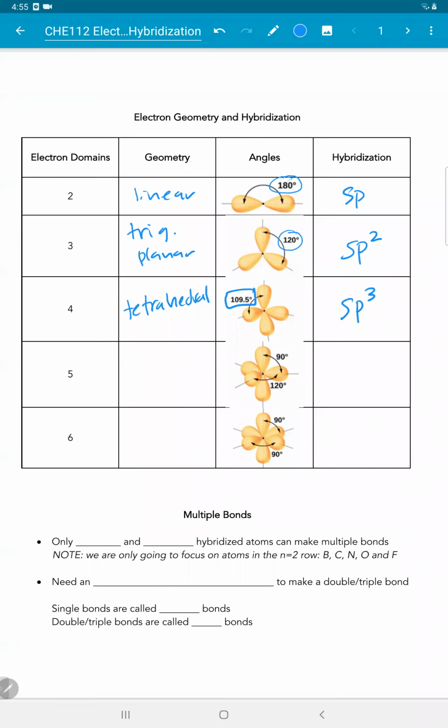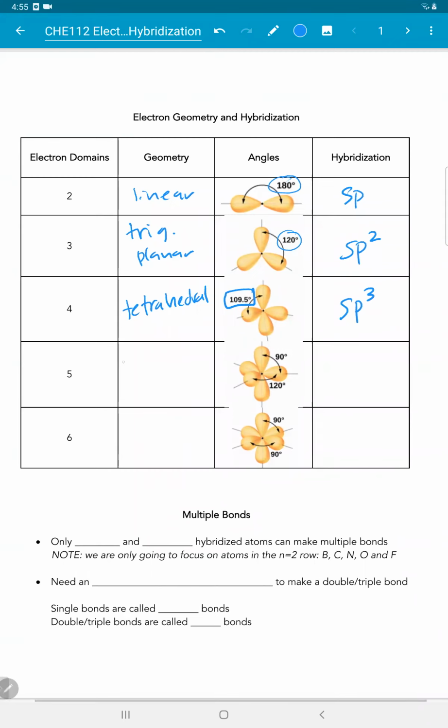If you have a total of 5 electron domains, you're going to be trigonal bipyramidal. So now you're going to start to use some d orbitals. So remember this trigonal bipyramidal, and then the last one here is 6 electron domains, octahedral. So trigonal bipyramidal and octahedral compounds are only going to be in the n = 3 or greater rows. The row that, at least in the P block, is aluminum, silicon, phosphorus, sulfur, chlorine, and down.